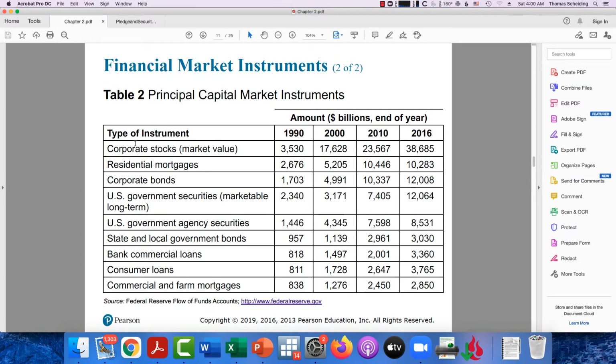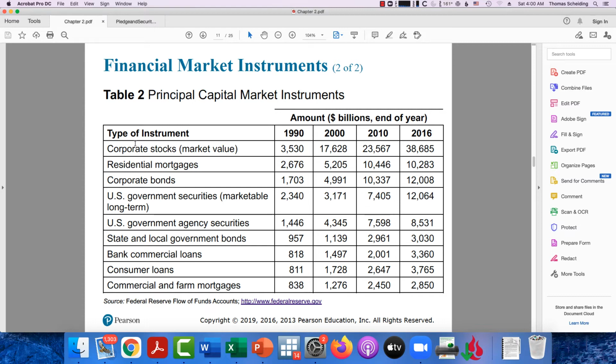And then if we look at the capital markets, well, the biggest, not surprisingly, would be corporate stocks, which this data here is from 2016. So you'd have to imagine that it's grown significantly larger since then, which we could look up if we wanted to, but it's not as important right now. Then we've got corporate bonds and U.S. government securities of longer date.